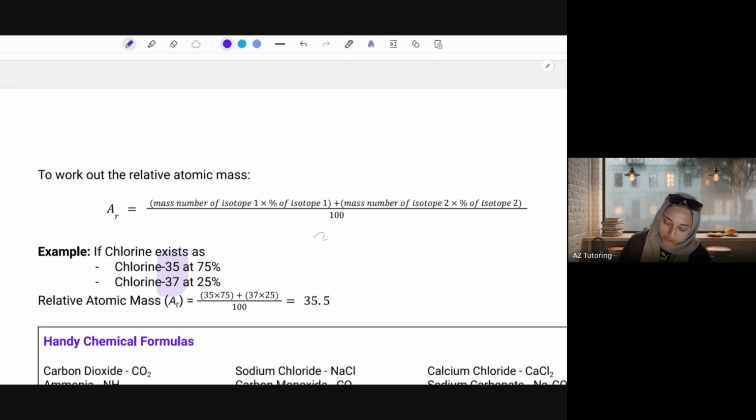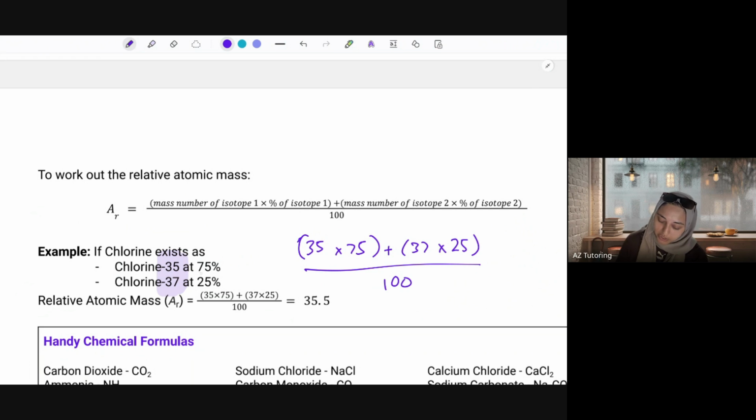All you're doing is timesing each of them along. So we've got 35 times 75. We then add that to 37 times 25. If you had a third one, you just add that on. And then you just divide it by 100, because 75% and 25% is 100. And then that gives you your relative atomic mass.